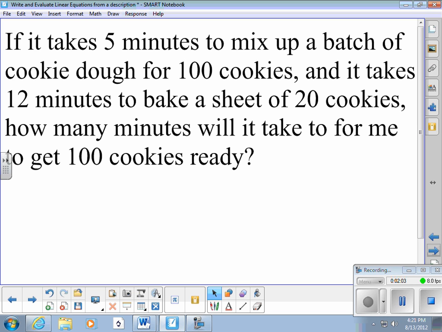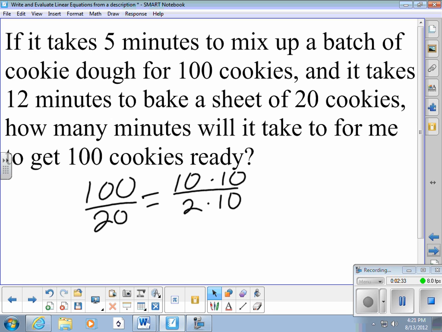So we have to get 100 cookies ready, and we can bake 20 at a time. Well, let me show you a trick. When you're dividing by a number that ends in 0, those zeros just represent times 10. So that top number could be written as 10 times 10. The bottom number could be written as 2 times 10.